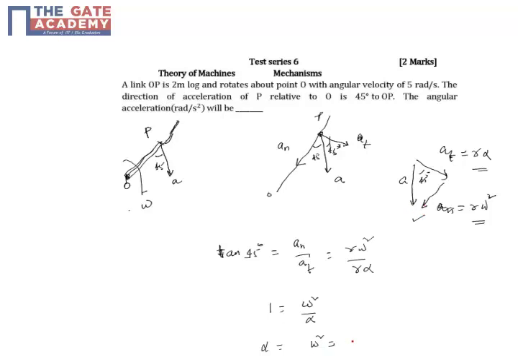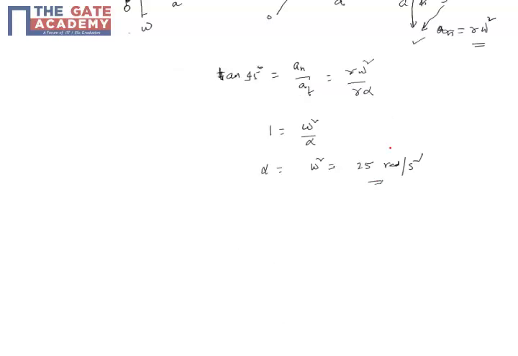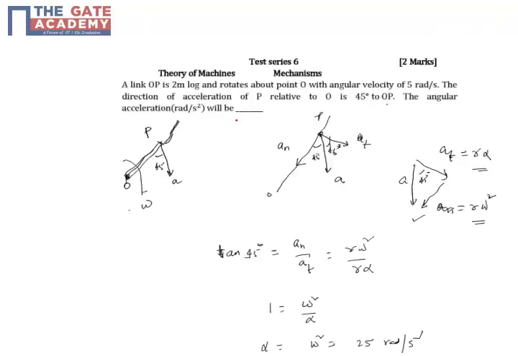Now omega is given as 5, so omega square is 25, which is 25 radians per second square. So alpha is 25 radians per second square. So it's a simple problem, you just have to know the basics of circular motion. So 25 radians per second square is the answer. Thank you.